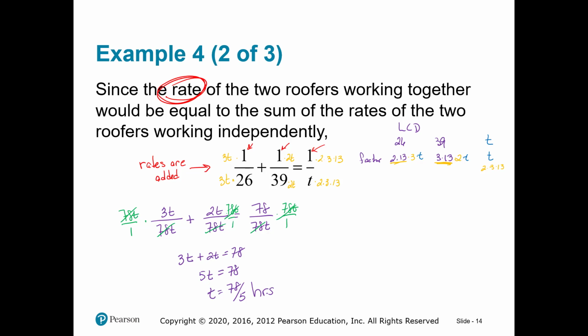Now, watch the directions. Because sometimes the directions may say give them an exact answer, give them a fraction, which means you would leave it this way. But sometimes they say, hey, give me this answer to 1 decimal place. And when you do, 78 divided by 5 is approximately 15.6 hours. Cool? All right. So it does take less time working together, right? In this case, the beginner took 39 hours. The experienced guy took 26 hours. And when they worked together, it took them only 15.6 hours, just under 16.